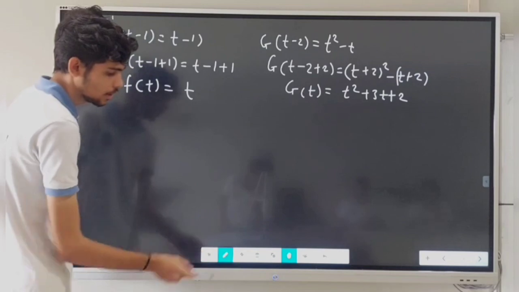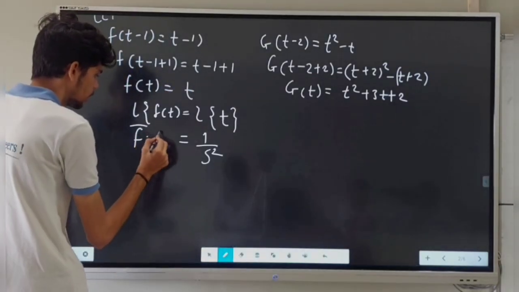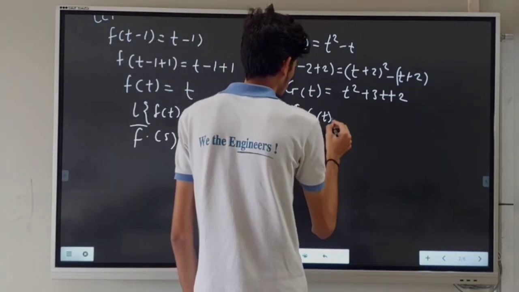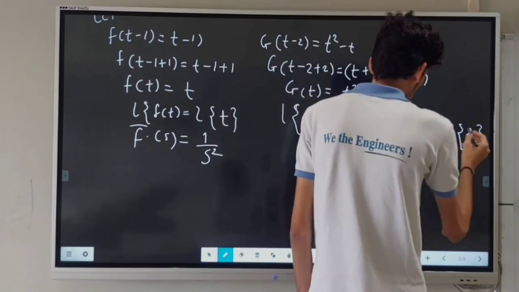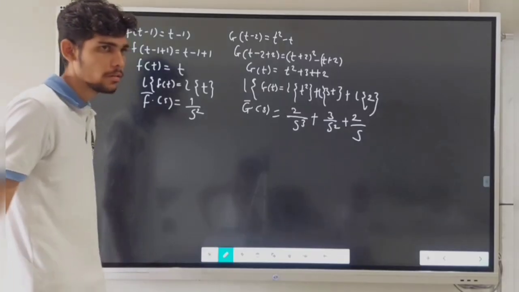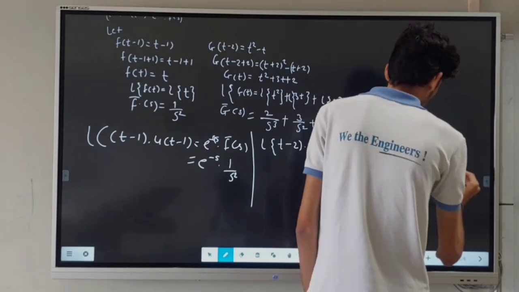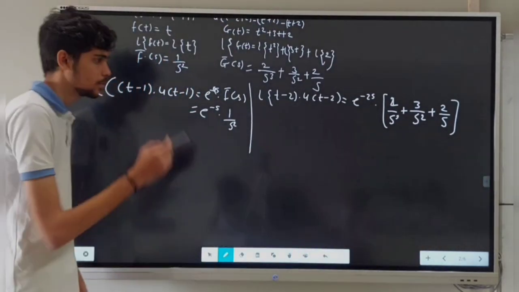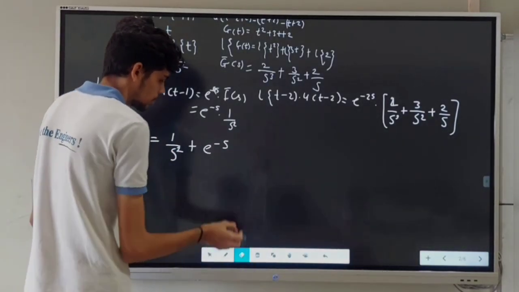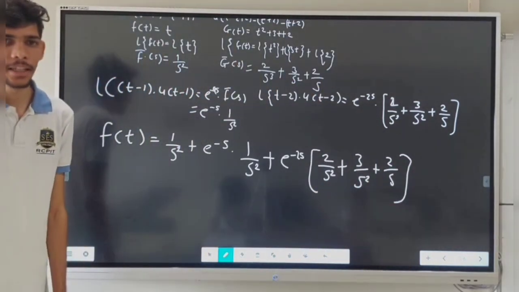We will take the Laplace of both terms. So we get here f bar of s, and here we take the Laplace and get g bar of s. So we put the values in the property, and we put these both in our first equation. Here is the final answer. Thank you.